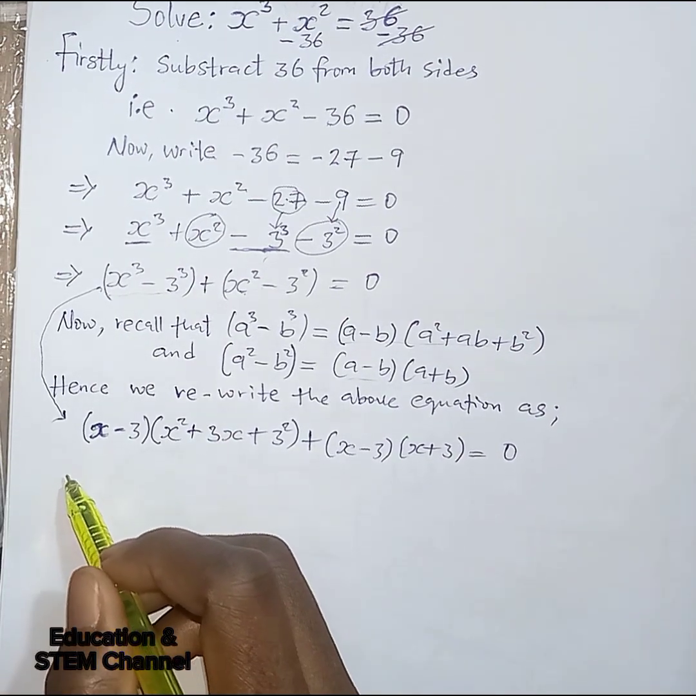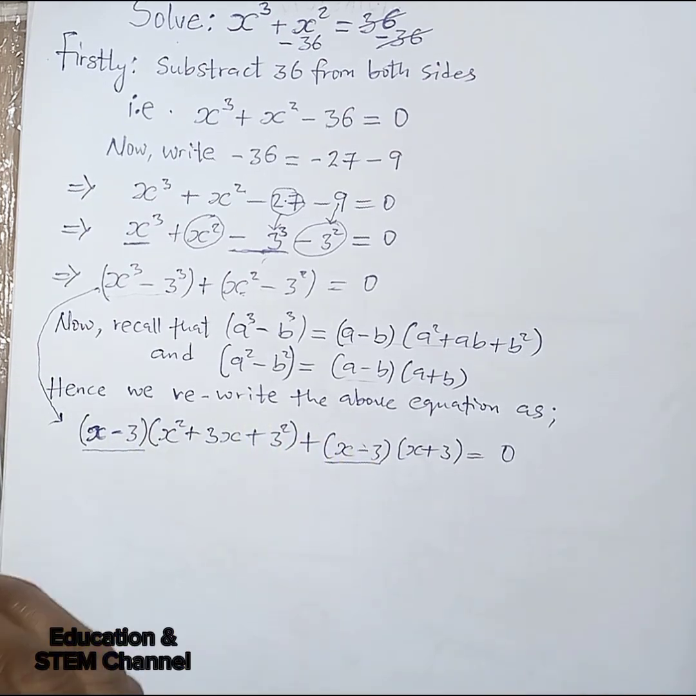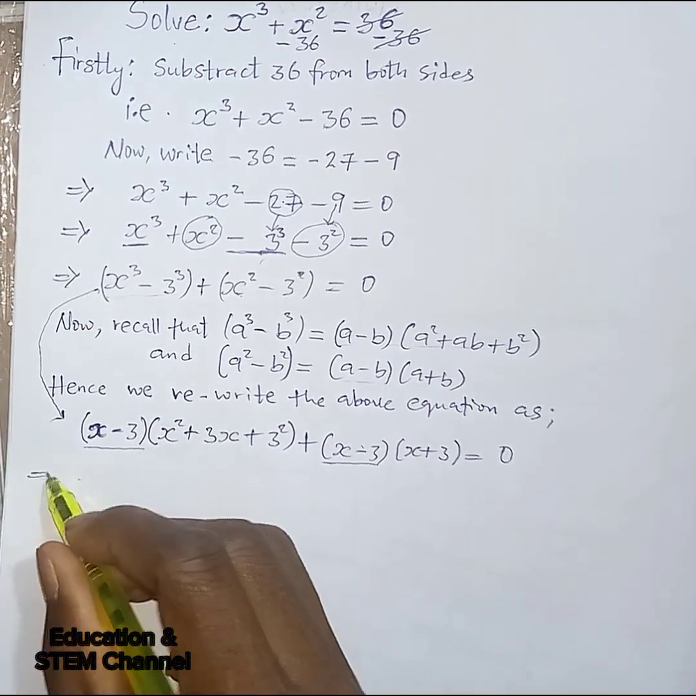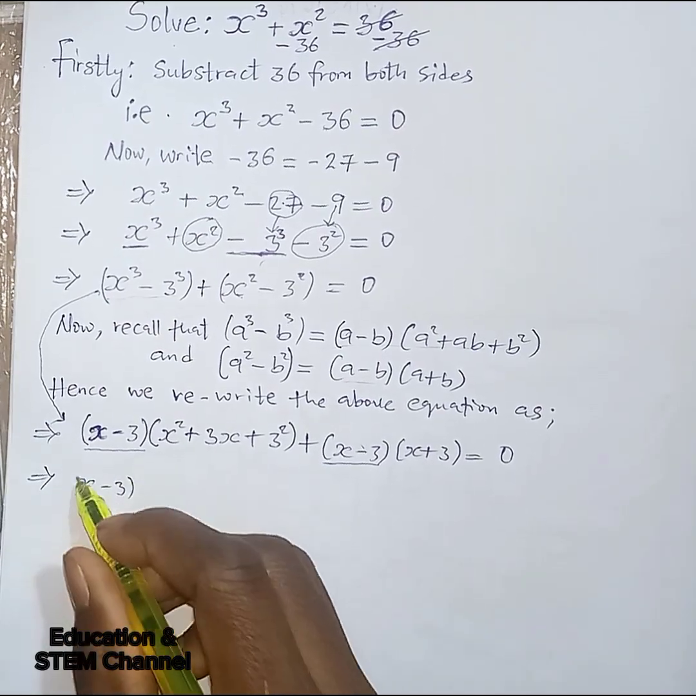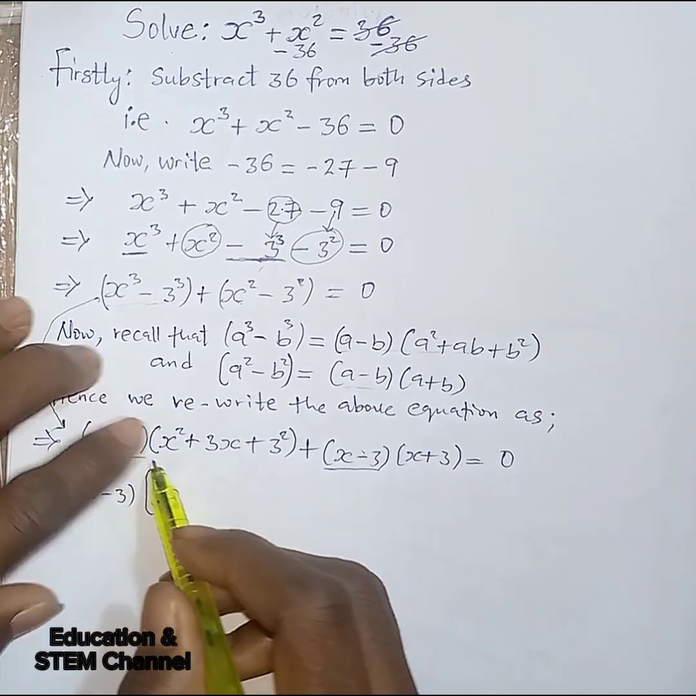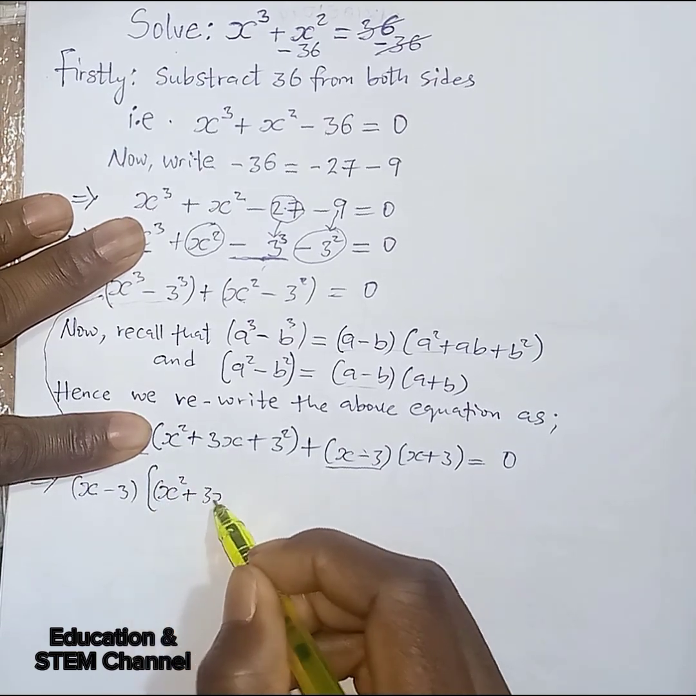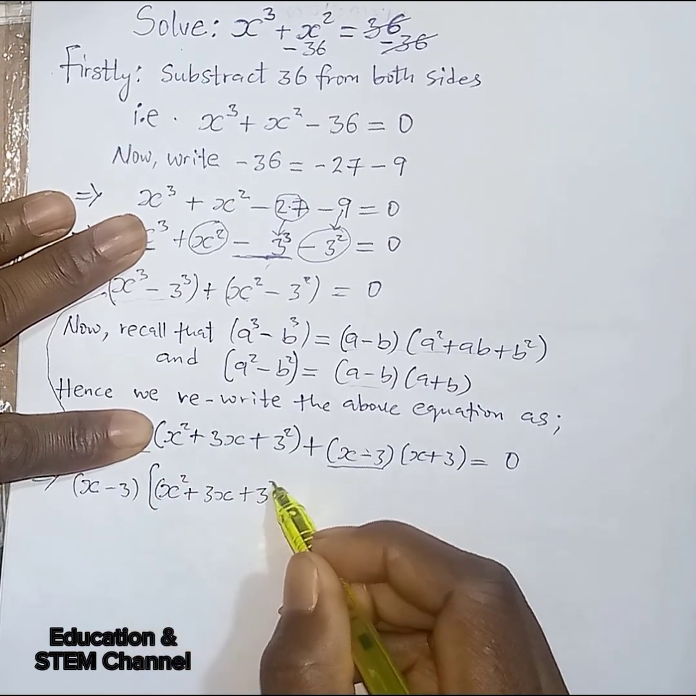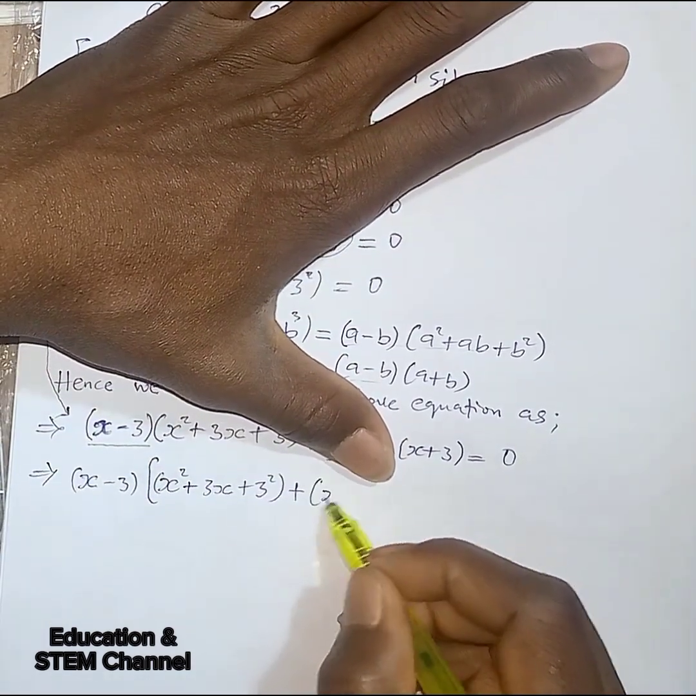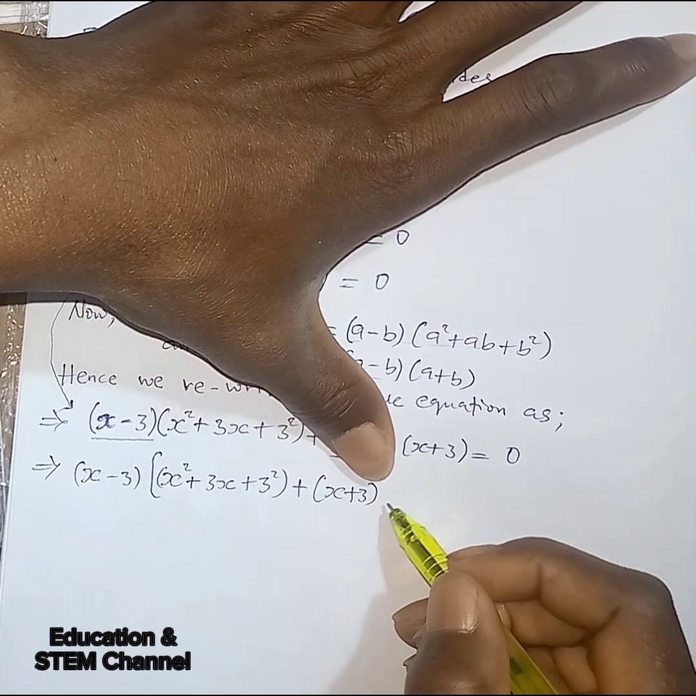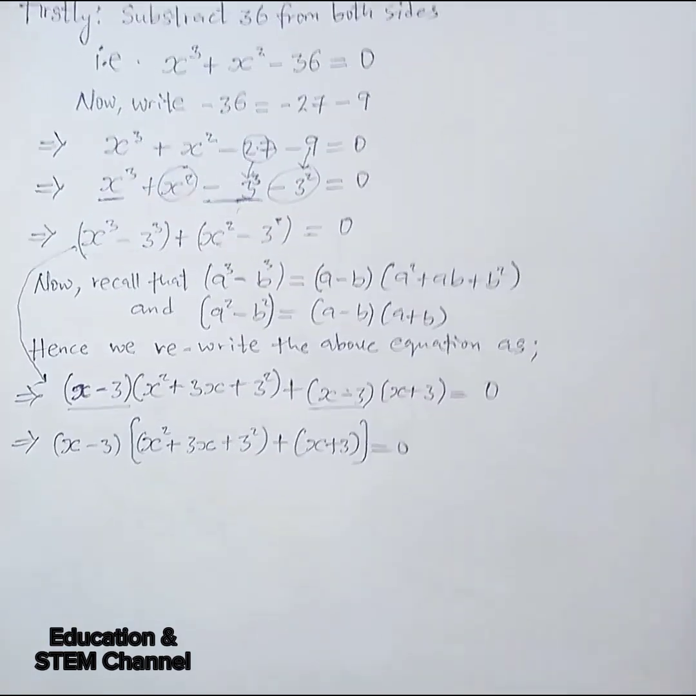Now if you look at them, they have something in common. The first term that we expanded has x minus 3 in common, and the second one, which is the difference of two squares, also has x minus 3. So you factor it out. You factor x minus 3, you now have x minus 3. What is left for the first term will now be x squared plus 3x plus 3 squared. Then for the second one, when you factor out x minus 3, you are left with x plus 3. So everything being equal to 0.